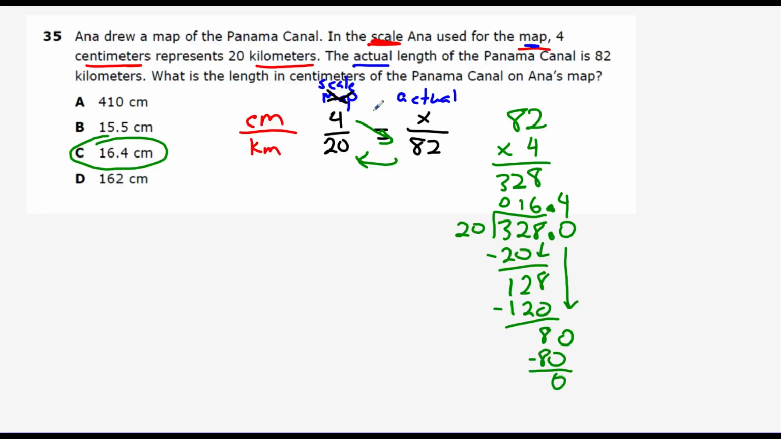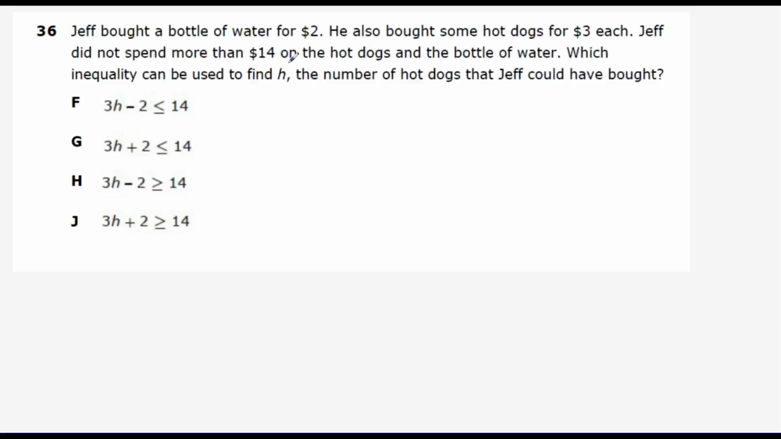How do I want to put this? This is the actual river, right? 4 centimeters on the map, 82 kilometers actual. So 4, I guess scale works, whatever. Right, we figured it.